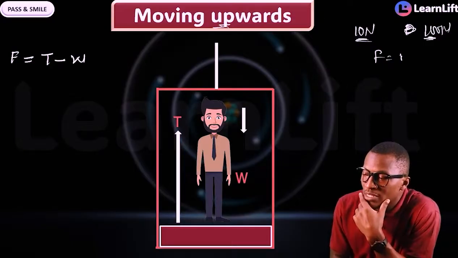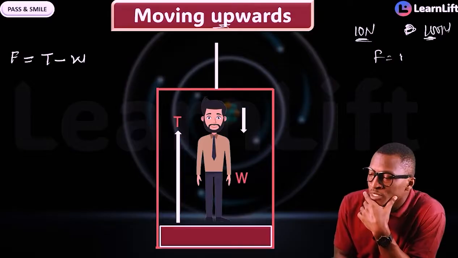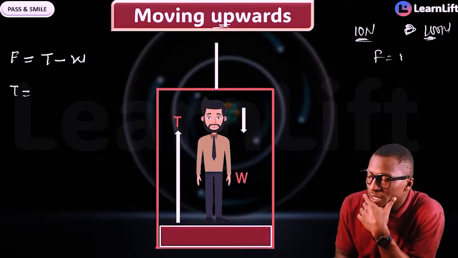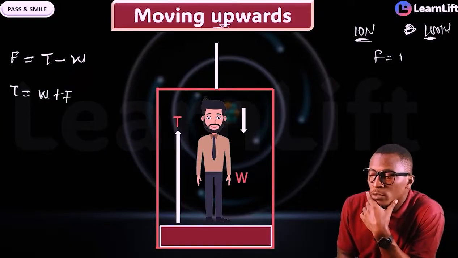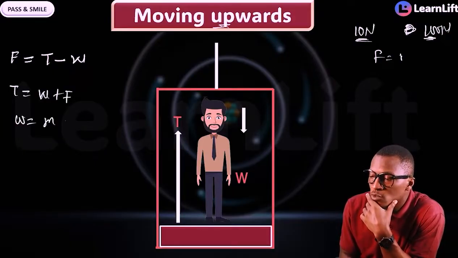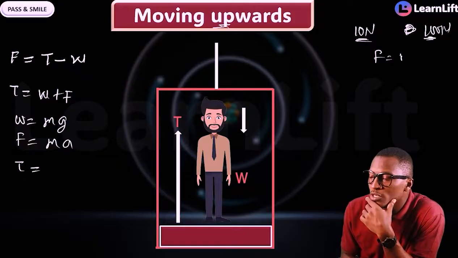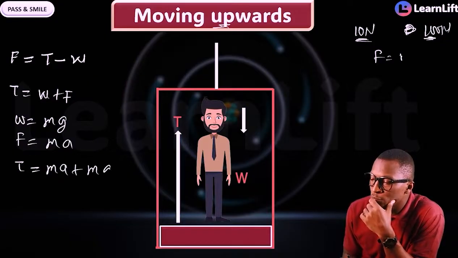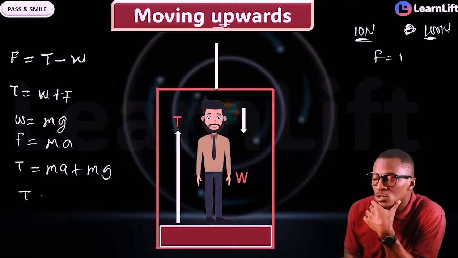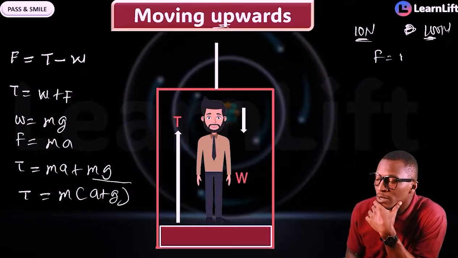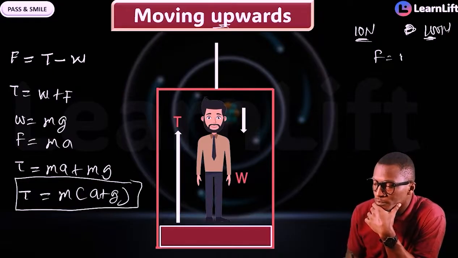But from here, we can decide to make T the subject of the formula. What will be T? T will give us W plus F. And what is W? W is the weight of the man. Weight is equal to mg. And force is equal to mass times acceleration. So we can say that the tension will be equal to ma plus mg. Mass is common, so the tension is equal to m(a + g). This is the formula when a man is moving upward.